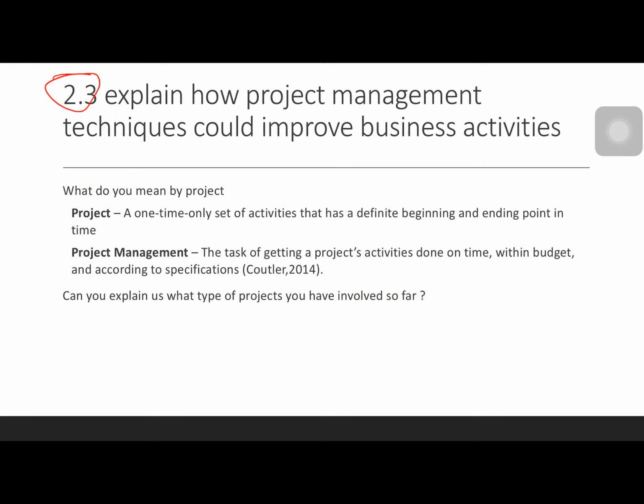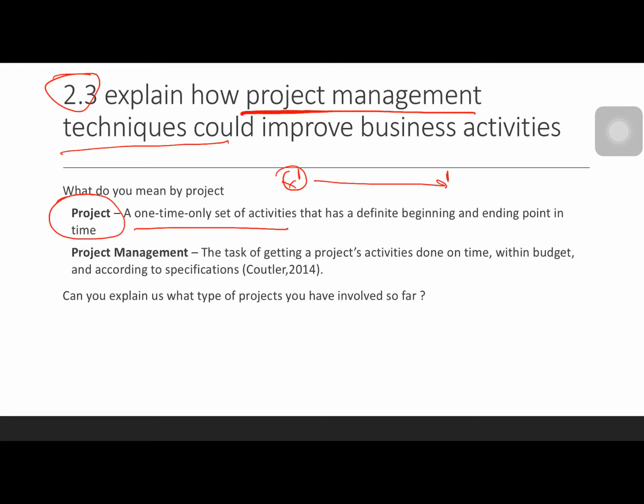explain how project management techniques work. So we need to know what these are. First of all, we need to know what a project is, then project management, then project management techniques. To start with, I have defined what a project is: a one-time activity that has a definite beginning and a definite end point. That is a project.